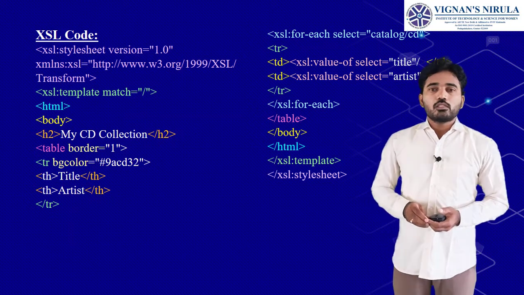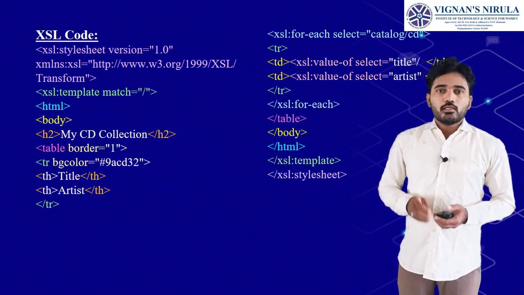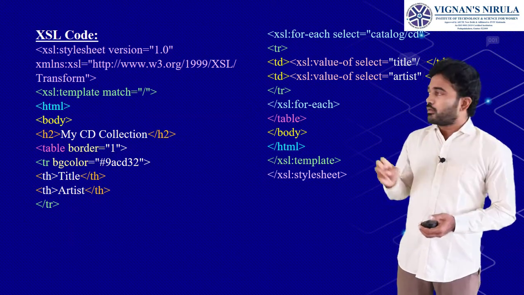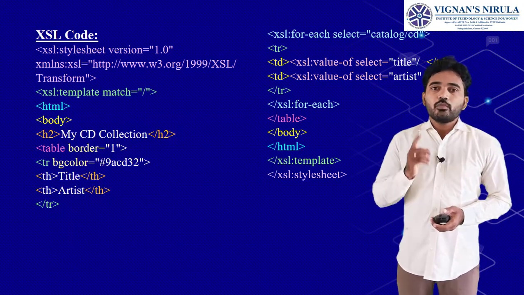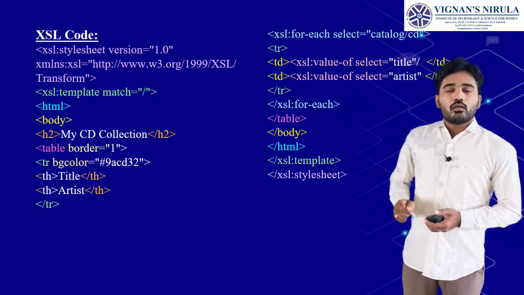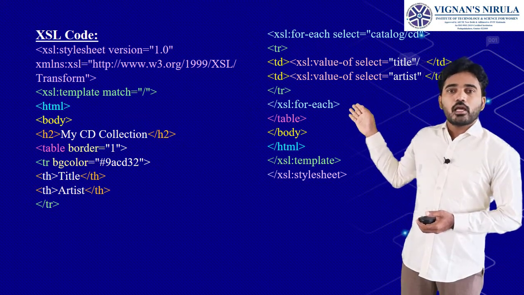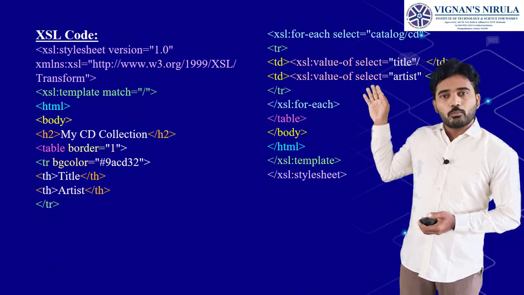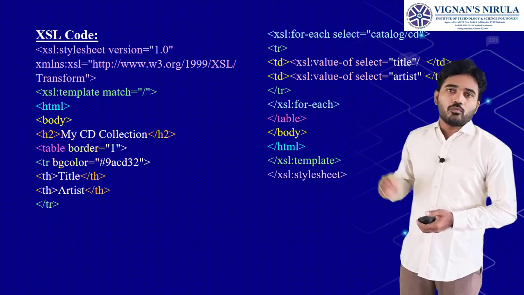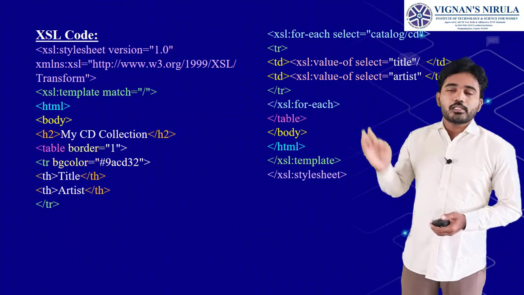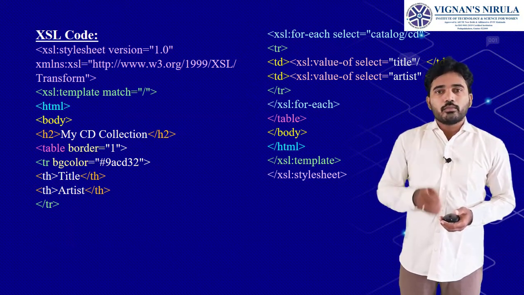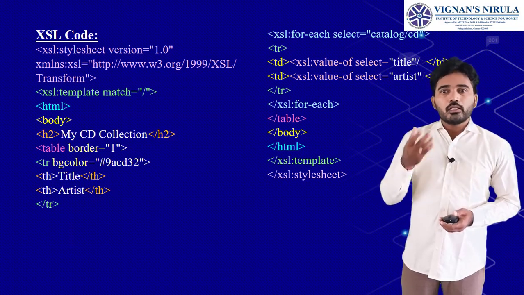Then, for the number of rows, I have used the row tag, the tr tag, three times. The first time it is used for writing the headings title and artist, and for that row I have used a background color, with bgcolor equals something. Thereafter, by writing xsl:for-each selecting the root element catalog and then cd, I have started another row.